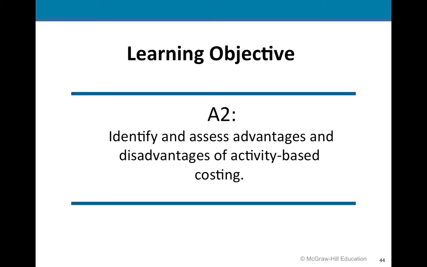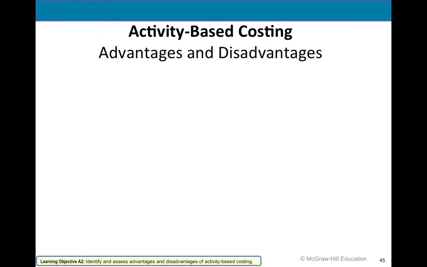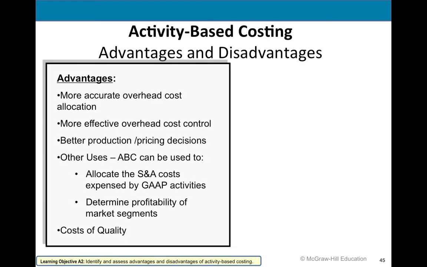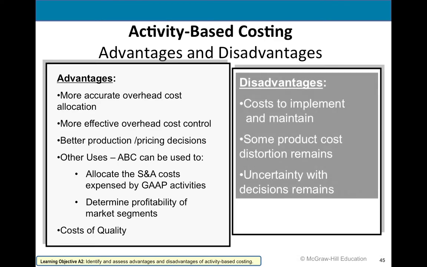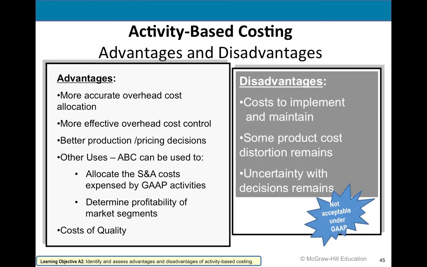Again, the benefits, advantages and disadvantages of activity base. They say it's probably the most effective, more accurate, more effective with cost control, and can be used for other uses. The big disadvantage: very costly, maybe distortion, and probably the biggest thing is it's not acceptable under GAAP. You can't use it for your statements.